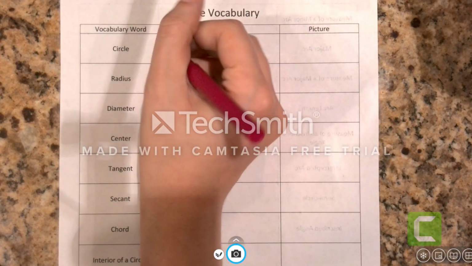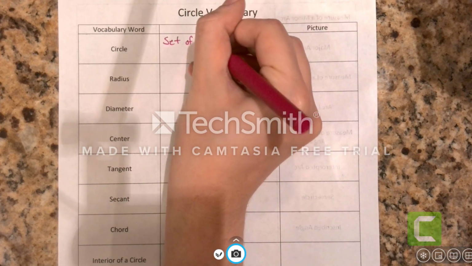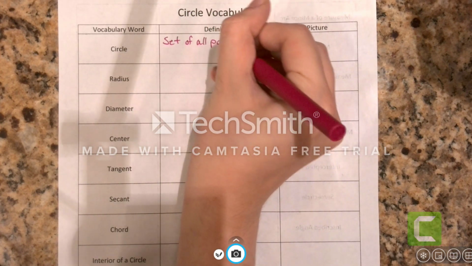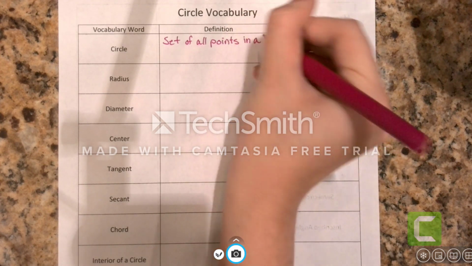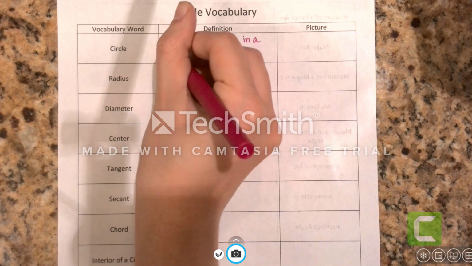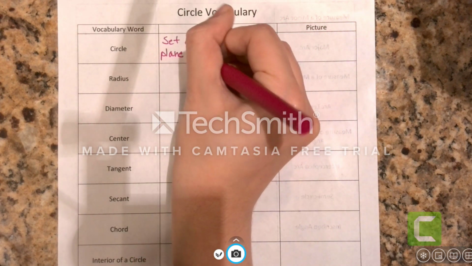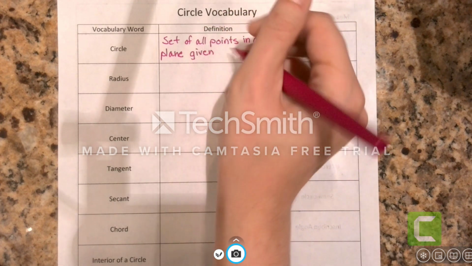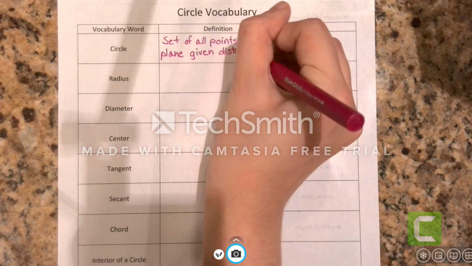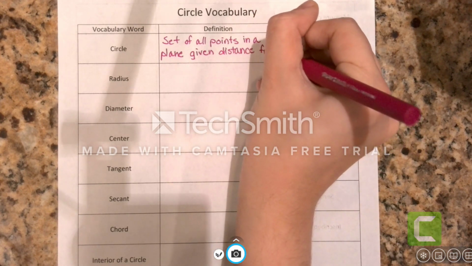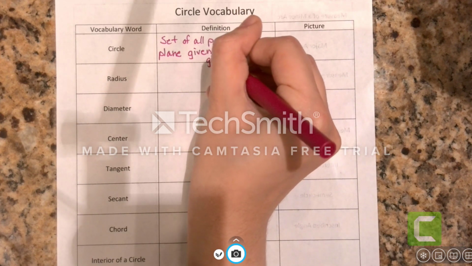And a circle is defined as the set of all points in a plane given distance from a given point.